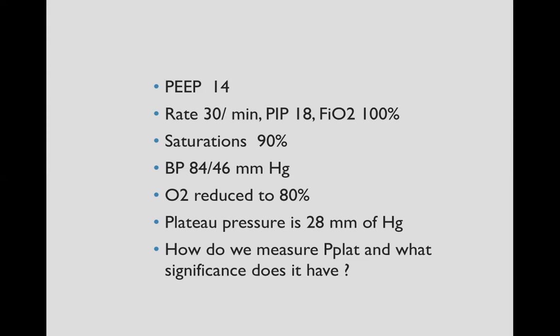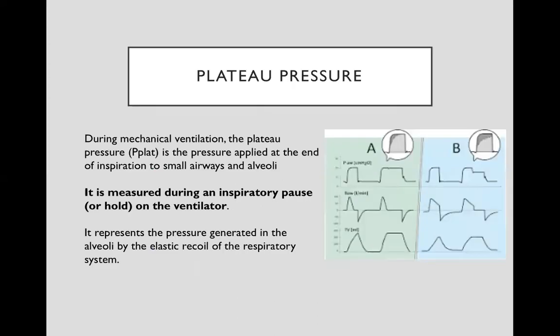What exactly is P-plat? P-plat is what we term as the pressure which is in the alveoli at the end of inspiration. And this is the point at which there is no flow of air in the lung. Classically, plateau pressure is measured in an inspiratory pause in volume controlled ventilation when your patient is muscle relaxed. Does that mean that we can't calculate a plateau pressure in pressure controlled ventilation? No, that's not true. You can get the plateau pressure in pressure controlled ventilation too, as you can see in this particular graph.